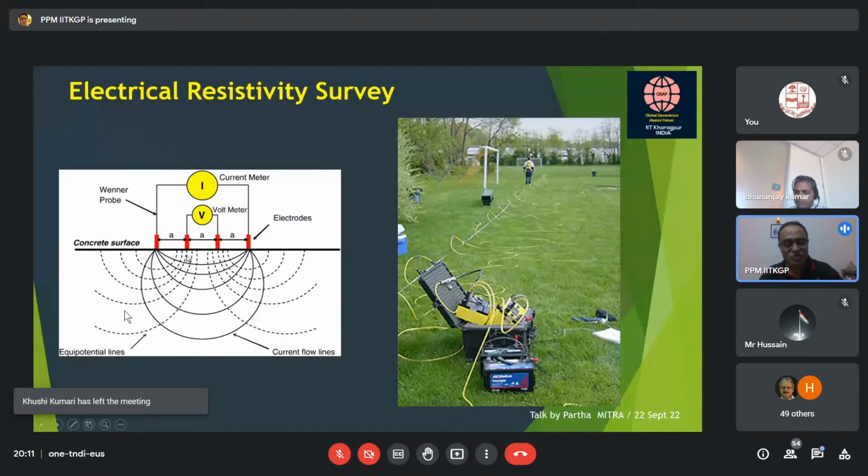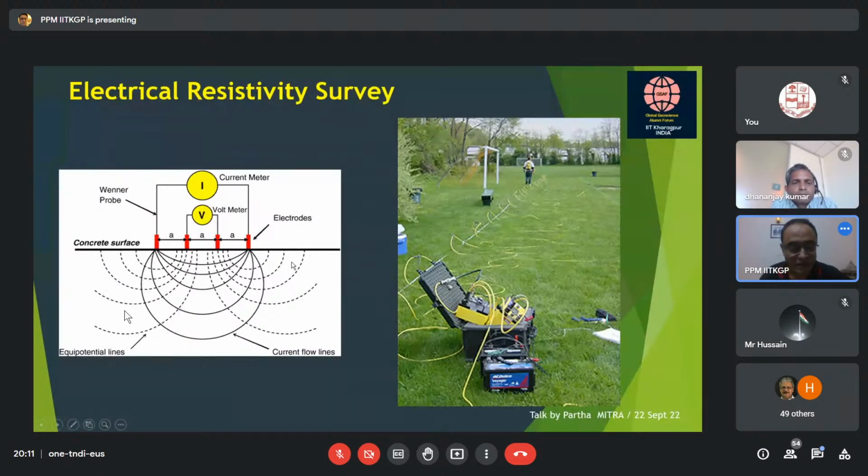Okay, this is the instrumentation part of it, where you send the current here, and at the same time you measure. These are the batteries here. You can see that. This is a very simple method, but a very, very effective method.